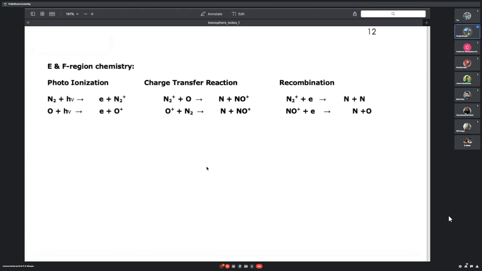Okay. These are only a few sets of equations. There are three sets of equations. You can write them down to keep in mind or refresh your memory afterwards. Photoionization in the E and F region will mostly involve N2, O and O2, because the other species, H and He, will also be there, but we are not taking them into account because they are much less abundant compared to O. Therefore, these are the equations you can have.